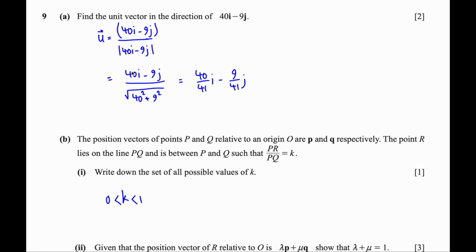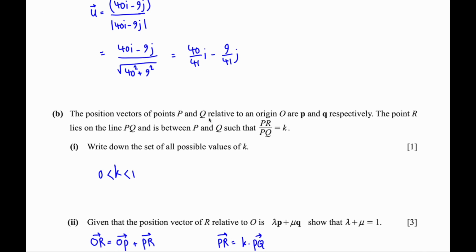And the magnitude can be found by taking the square root of the coefficients of i and j, which are vectors along the horizontal and vertical axis respectively, but you need to, of course, raise them to the power of 2. And then you get the value of 41, which you can divide each coefficient by. And this is the final answer right here.